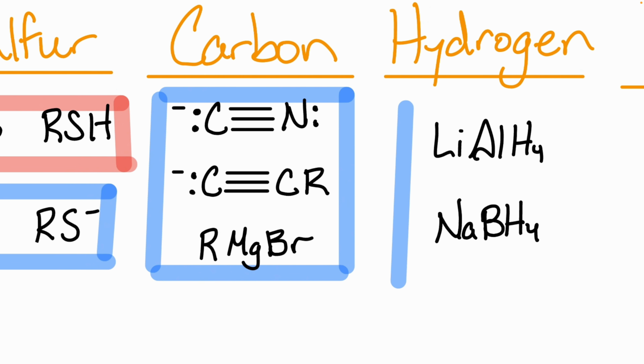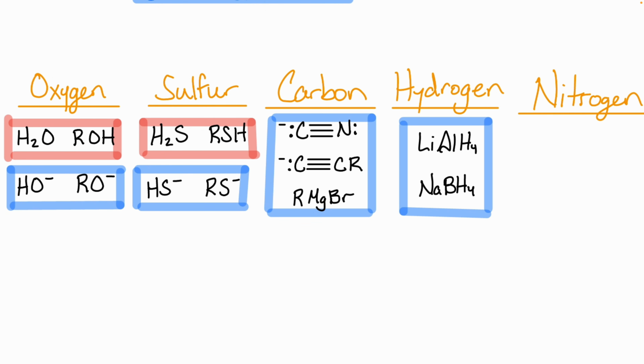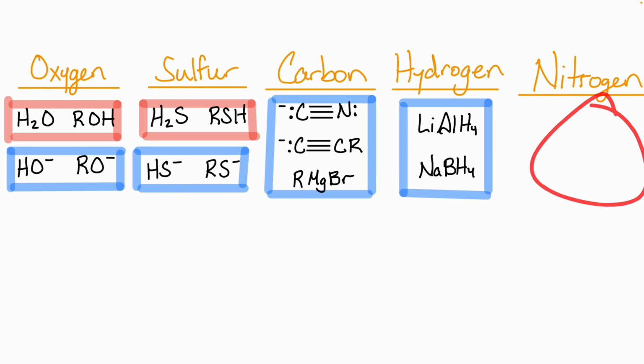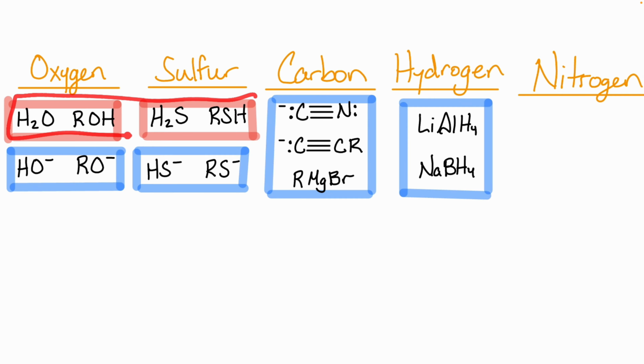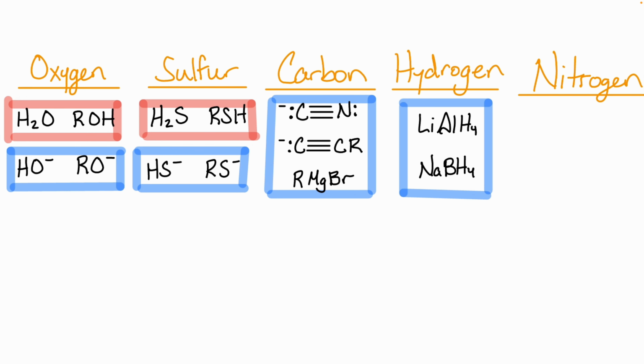If we looked at our mechanism, you would see that these have negatively charged intermediates because they are basic nucleophiles. And nitrogen, I'm going to punt on for a little bit. We'll come back to that. But here's our list of our aldehyde and ketone nucleophiles: our neutral nucleophiles that we can use under acidic conditions, and our negatively charged or weird nucleophiles that we can use under basic conditions.